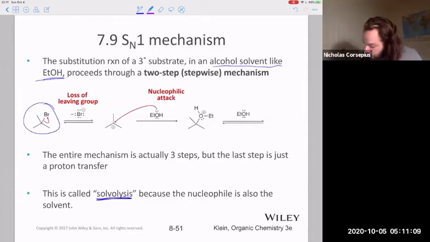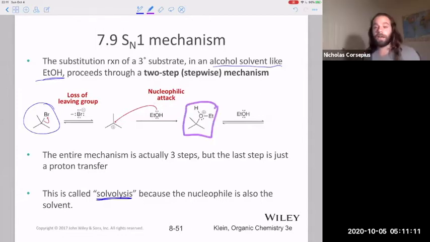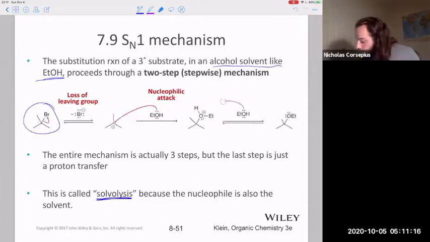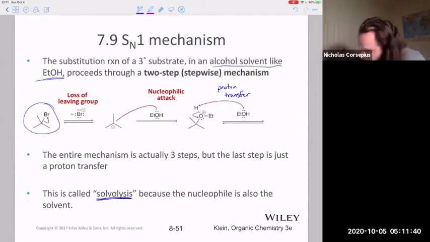That leaves this protonated intermediate here. So there's actually a third step in this reaction, where the solvent again, that ethanol, is going to come and retrieve that extra proton. So this would be a last step, which is a proton transfer. And that would form our final substitution product.